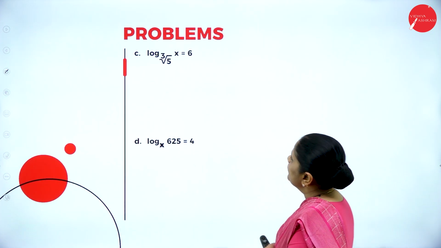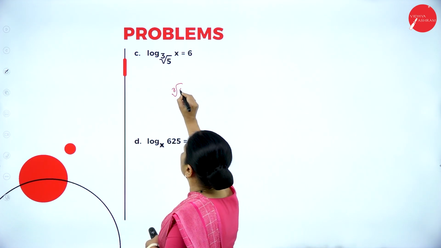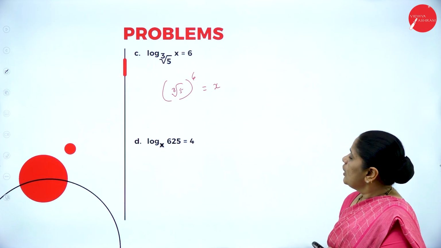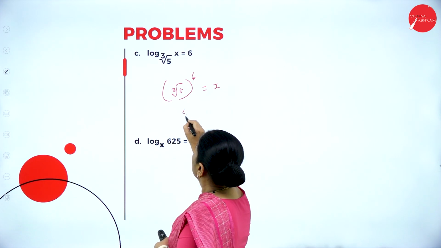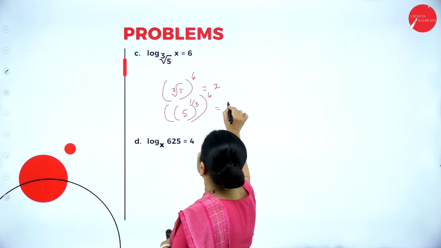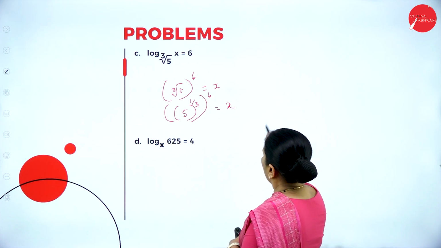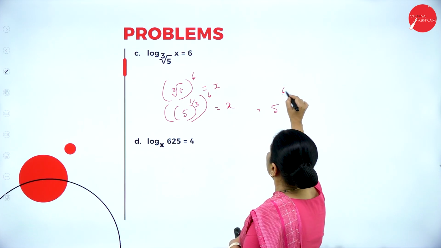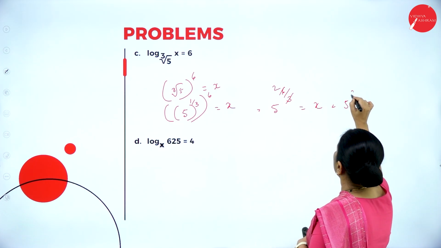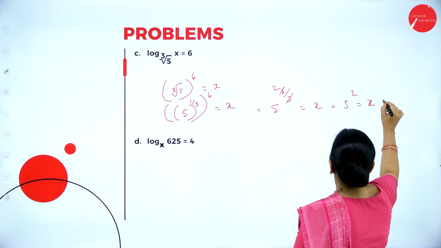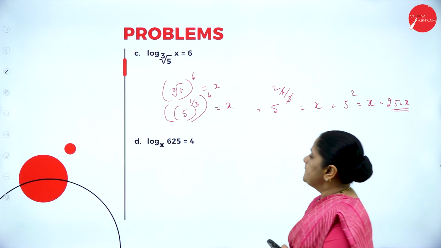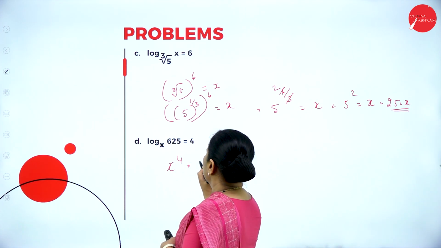Now, here we have cube root of 5 to the power 6 equals x, or I can write it as 5 to the power of 1 by 3, whole to the power of 6, equals x, or I can write it as 5 to the power of 6 by 3 equals x, or 5 to the power of 2 equals x, or 25 equals x. That is the answer.